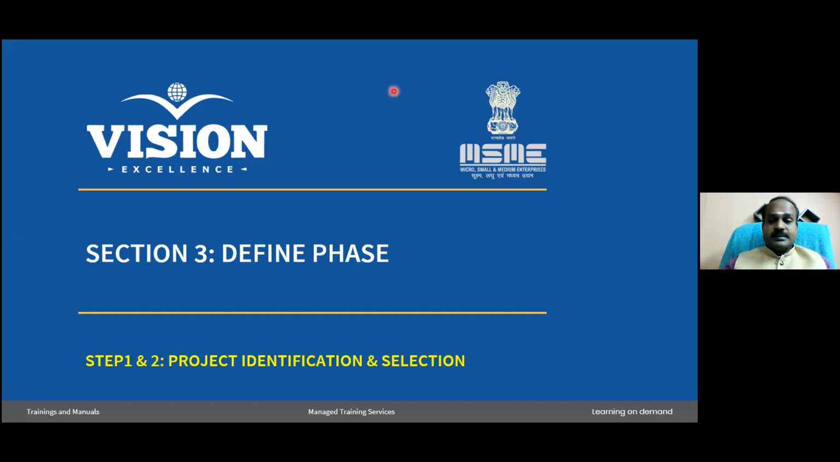Once you understand the tools and techniques that can help you identify the problems in your organization, the next task will be selecting the most important problem. There are so many problems. One of you already asked, if there are so many problems, then how will I choose a particular problem first? That's called prioritization. We learn one prioritization tool and then the project identification tools.